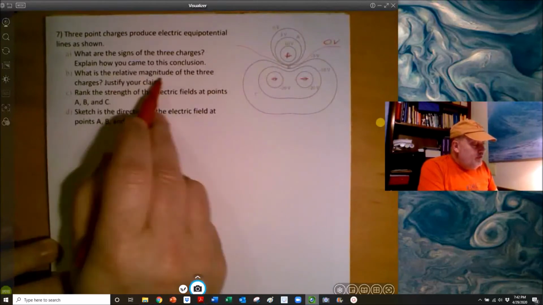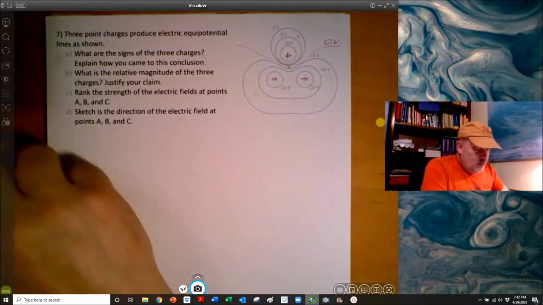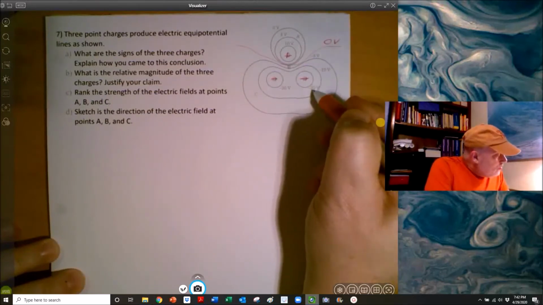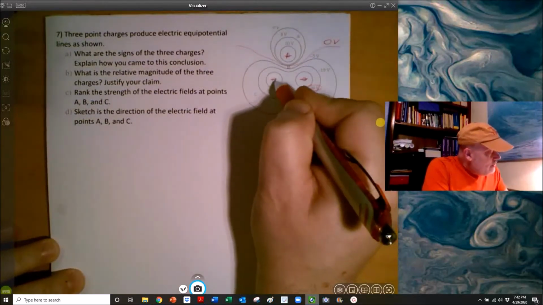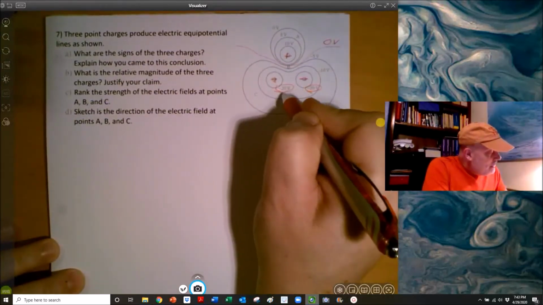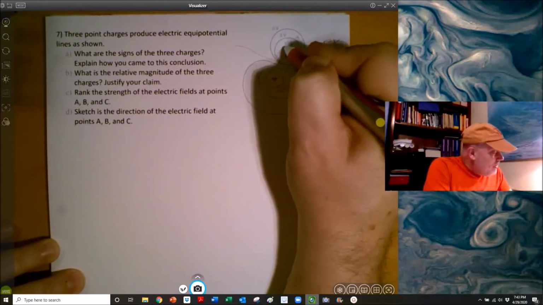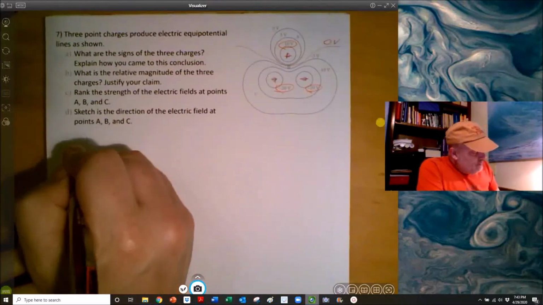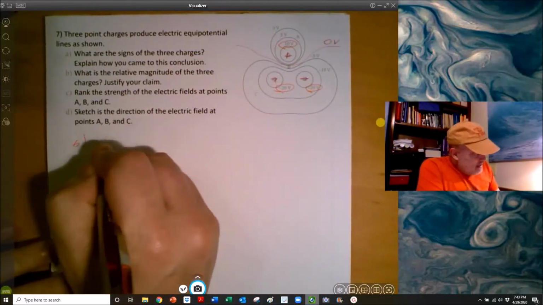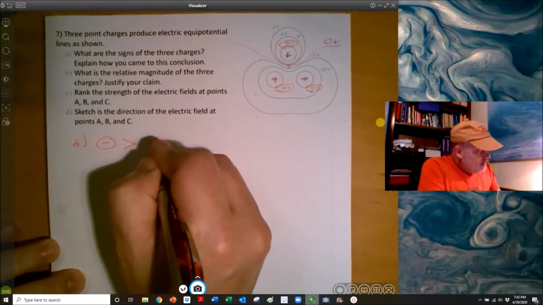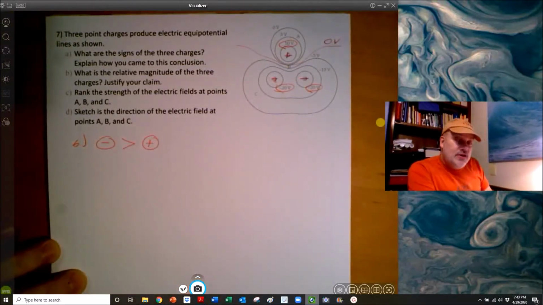All right, what is the relative magnitude of the three charges? Well, if you take a look, you can see that this distance away, it's negative 20. This distance away, same, it's negative 20. And that same equivalent distance away, you see positive 10. So in part B, it looks like the negative charges have a greater magnitude than the positive charge does. But it looks like these two have to be the same.